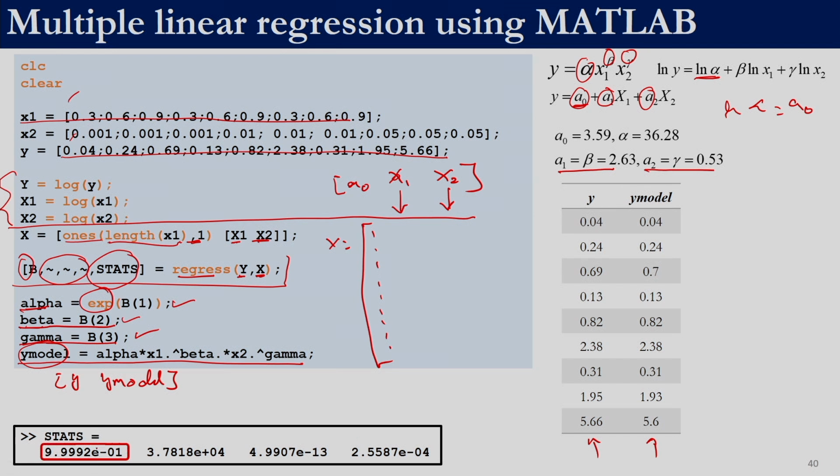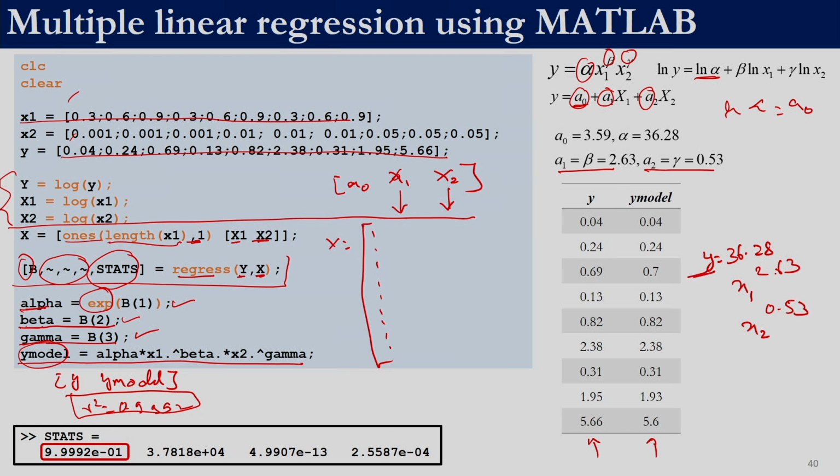The first value is our regression r square. This e power minus 01 stands for 10 power minus 1. So the r square is actually 0.99992, so it seems to be a very good fit. The model is obviously y is equal to alpha, which is 36.28, x1 power beta, which is 2.63, x2 power gamma, which is 0.53. So this is what we will get from the model.